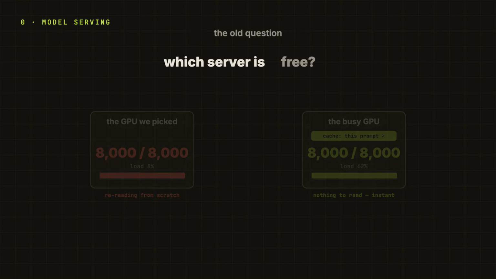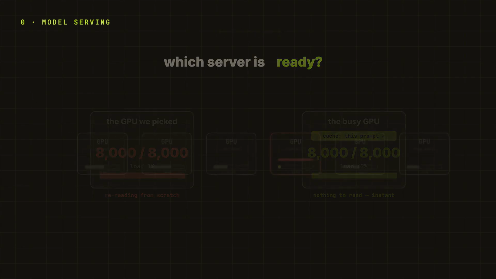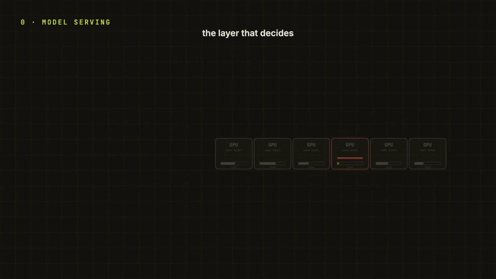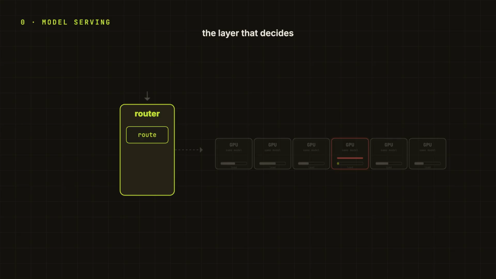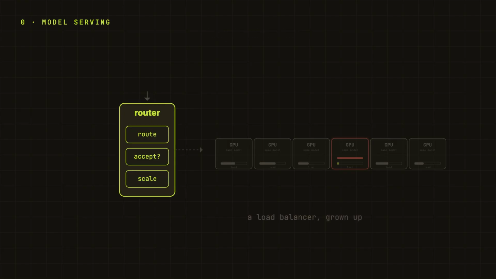So, which server is free? The question that ran our entire load balancing video quietly stopped being the right question. So, in this one, we build a thing that actually answers it. The layer that sits in front of a fleet of GPUs and decides for every request where it goes, whether we even accept it, and when to buy more machines. And it turns out that layer looks like a load balancer that had to grow up.